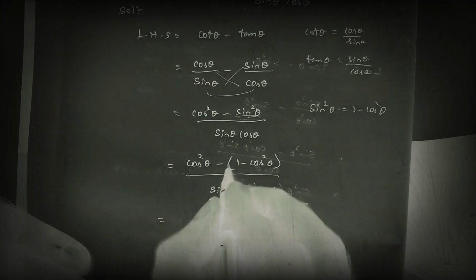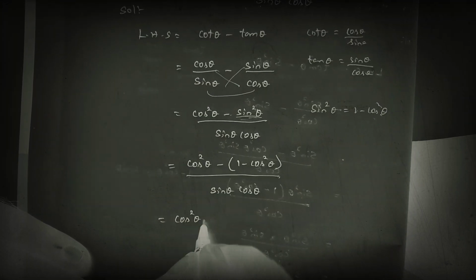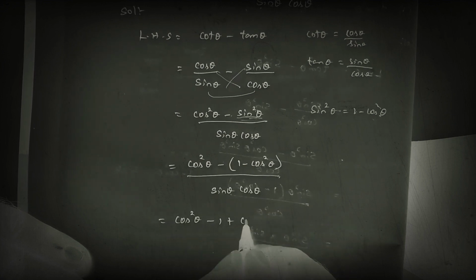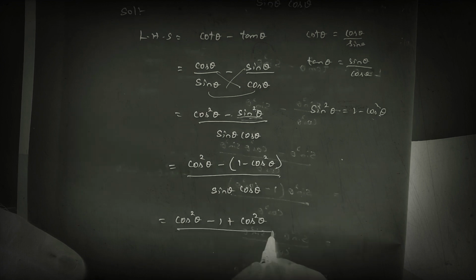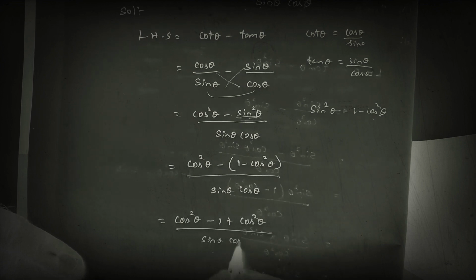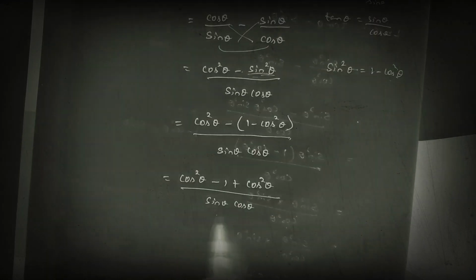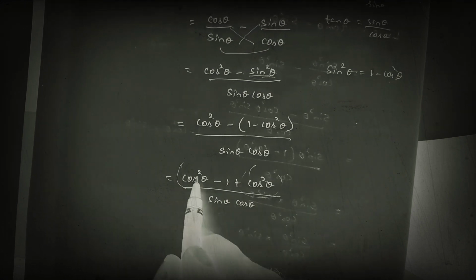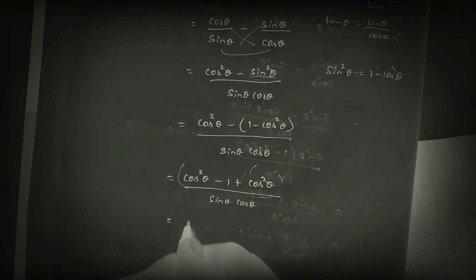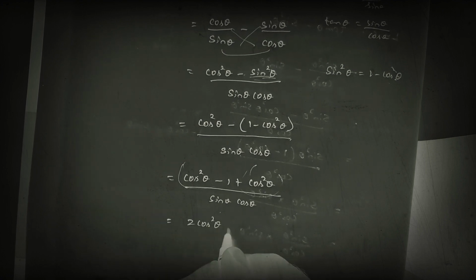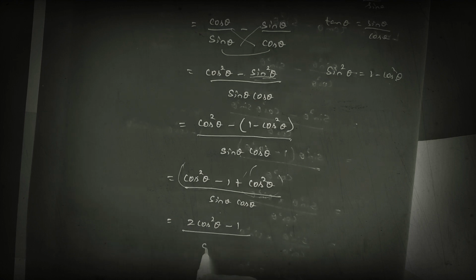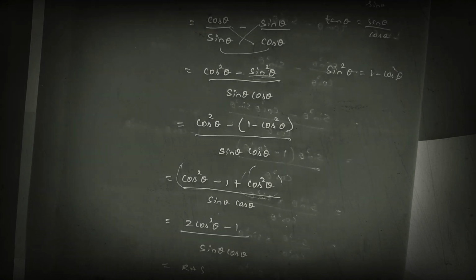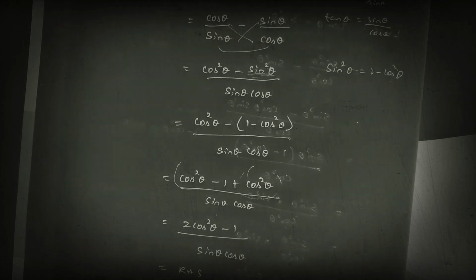Now just see, multiply inside. Cos square theta, minus into 1 is minus 1, minus into minus is plus cos square theta, divided by sin theta into cos theta. Now do we have any like terms? Yes, cos square theta. We can add cos square theta plus cos square theta, 2 cos square theta. So 2 cos square theta minus 1 divided by sin theta into cos theta. We got the RHS. Hence LHS is equal to RHS.